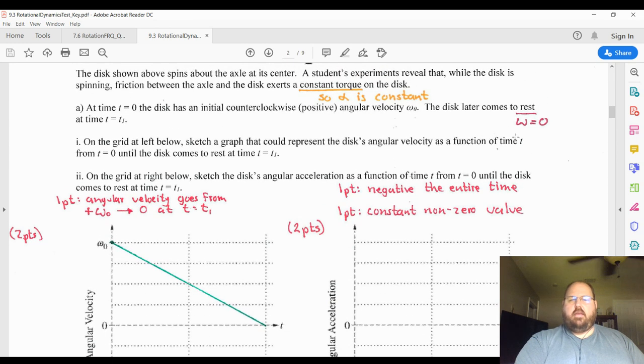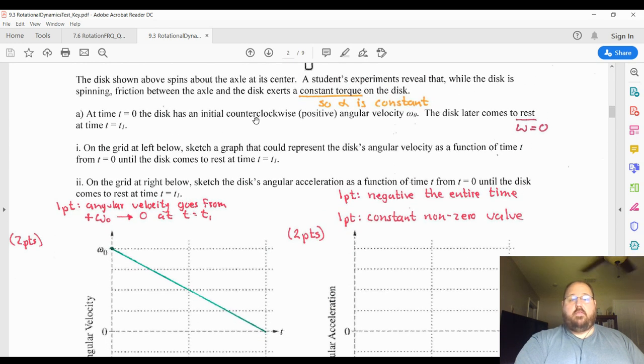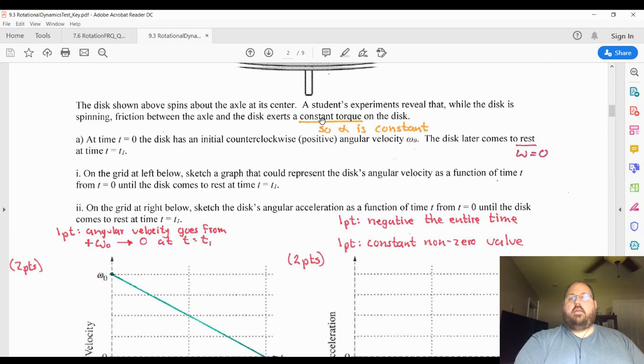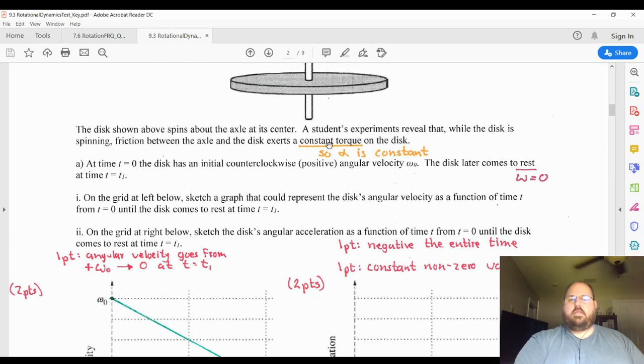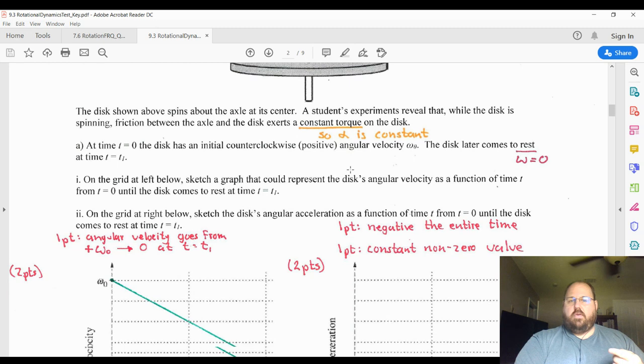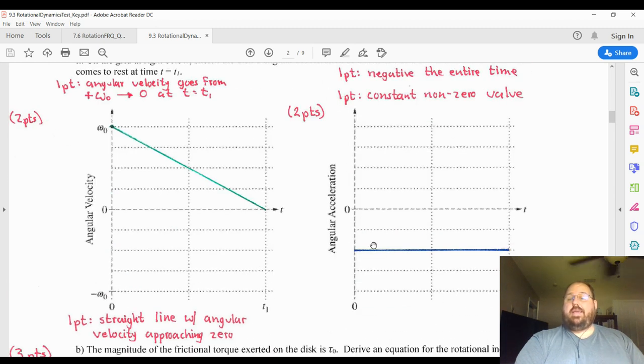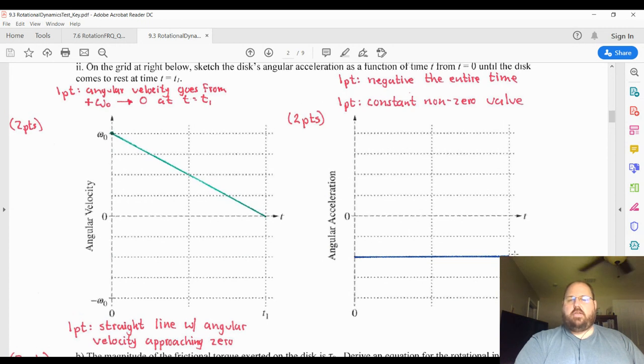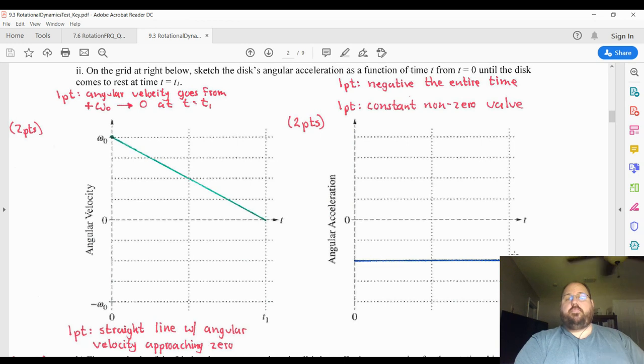Well, how do you know it's negative? Let's see. It's spinning counterclockwise, which is positive. They even tell you counterclockwise is positive. That is something you're expected to know. And friction would be slowing it down. And so the torque due to friction would be slowing it down. So if it's spinning in the positive direction and slowing down, the acceleration must be negative. And so that's how I know that this acceleration should be negative. So constant negative acceleration will get us 2 points.